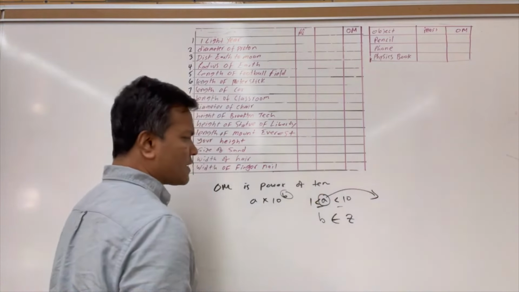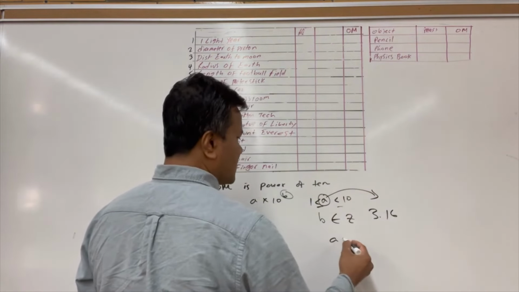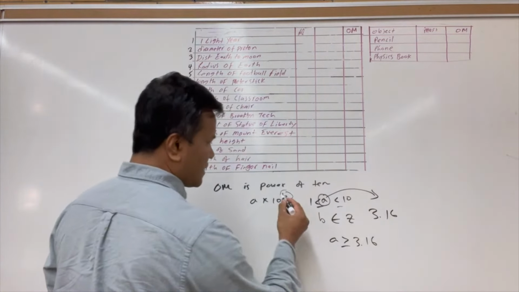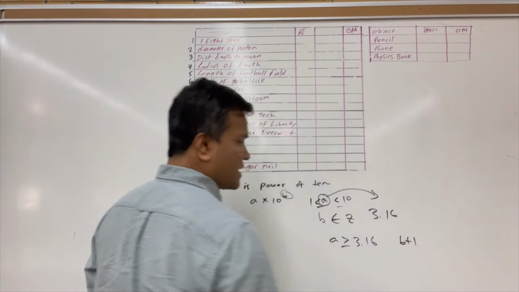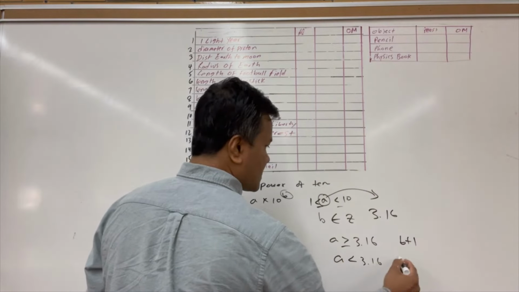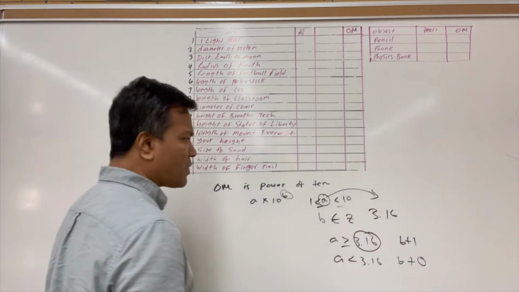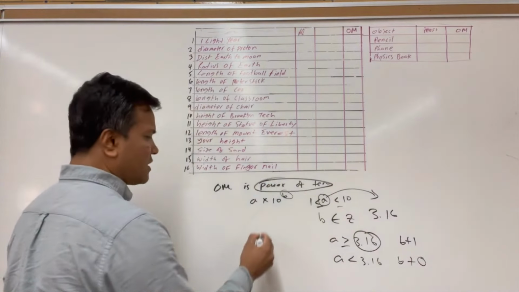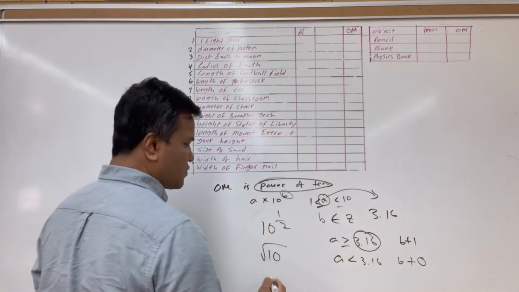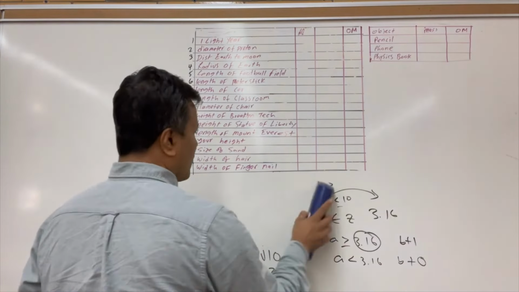However, there is a rounding rule. The rounding rule tells us that if A is greater than or equal to 3.16, then B plus 1, that's the order of magnitude. If A is less than 3.16, then B plus 0. Okay? So where does 3.16 come from? Since we call it a power of 10, you half it, and then the square root of 10 is 3.16. Okay, now we're going to apply this rule.